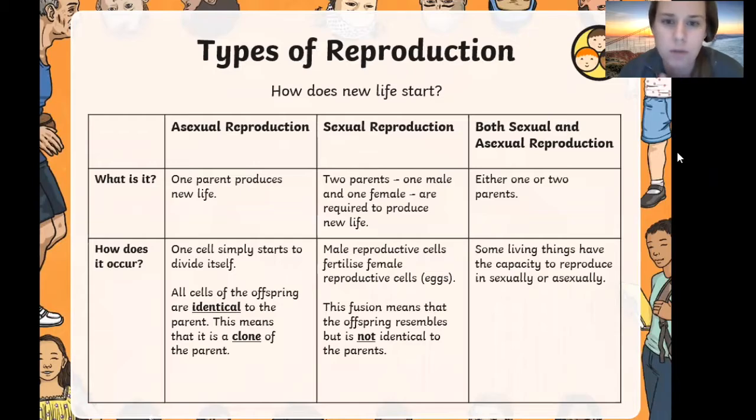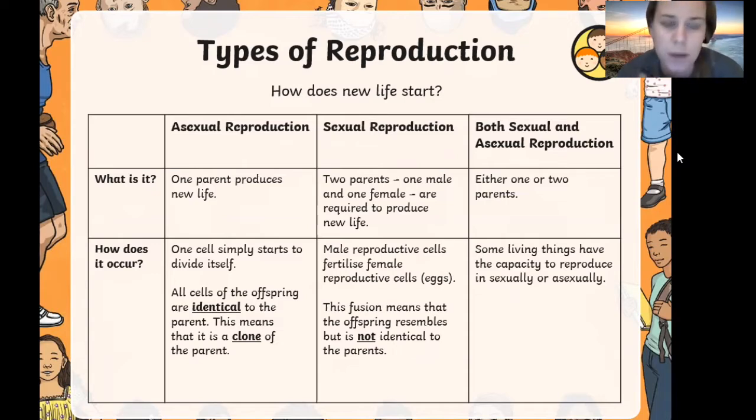There are different types of reproduction. We're not going to draw too much on this, but it is important to know how new life starts. So we have got 2 different types of reproduction: asexual reproduction and sexual reproduction, and then we have got some animals and plants that can reproduce using both sexual and asexual reproduction. So let's look at asexual first.